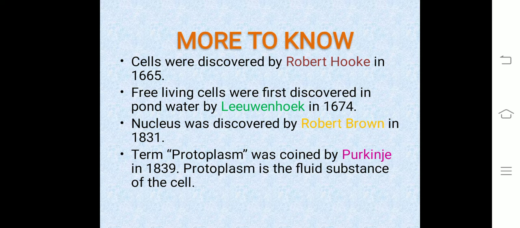Now, there is something more to know about cells. Cells were discovered by Robert Hooke in 1665, whereas free living cells were first discovered in pond water by Leeuwenhoek in 1674. The nucleus was discovered by Robert Brown in 1831. The term protoplasm was coined by Purkinje in 1839. Protoplasm is the fluid substance of the cell, which we shall be discussing later on.